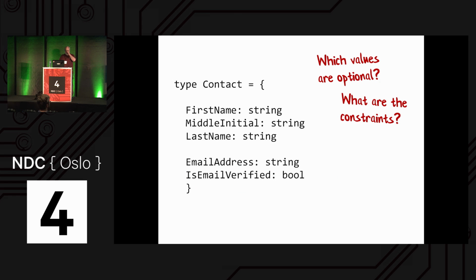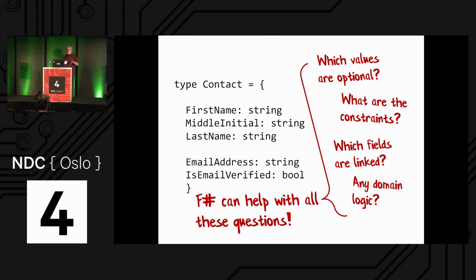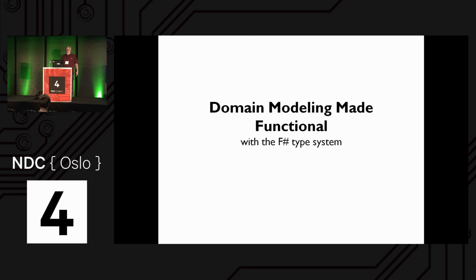All right, so which values are optional? What are the constraints? Which fields are linked? And what's the domain logic? F# is great for all this stuff. And I think by the end of the talk, you'll see what I mean. So domain modeling made functional, that's this talk.